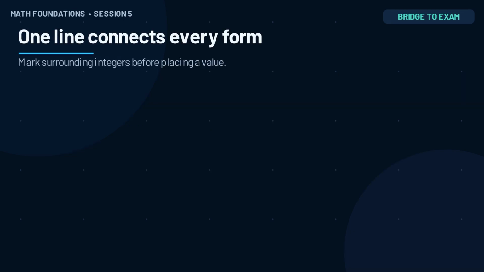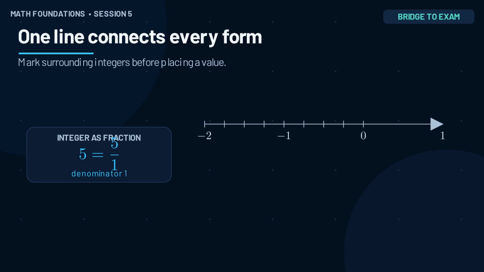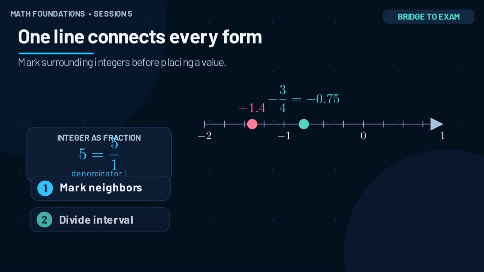An integer is rational because it can be written over 1. For example, 5 equals 5 over 1. The decimal negative 1.4 lies between negative 2 and negative 1. The fraction negative 3/4 equals negative 0.75, so it lies between negative 1 and 0. A reliable placement method has 2 steps.